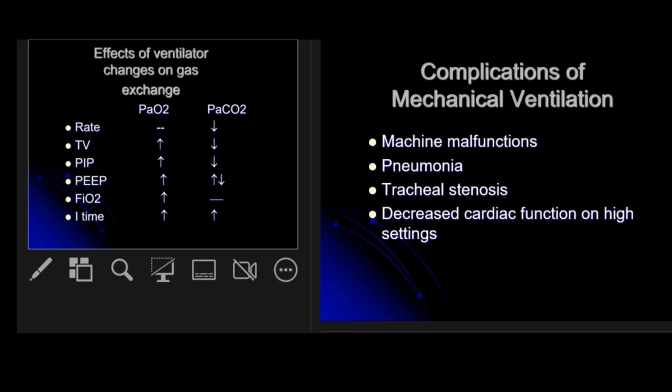Okay, if you increase the FiO2, it's obviously going to improve your oxygenation, but it's not going to affect your ventilation. And then lastly, when you look at your I time, if you increase your I time, what effect does that have on your oxygenation and ventilation? Well, let's go back to our equation here. If you increase your I time, so you go from a 1 to 3 to a 1 to 1.